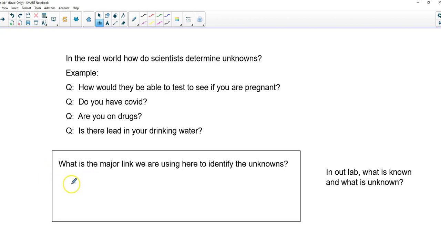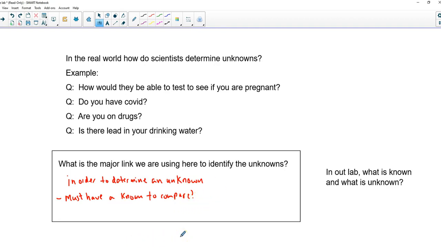And what we're looking at here is that in order to determine an unknown, I want to know what something is. Okay, in order to determine an unknown, you must have a known to compare. Okay, so this happens all the time.